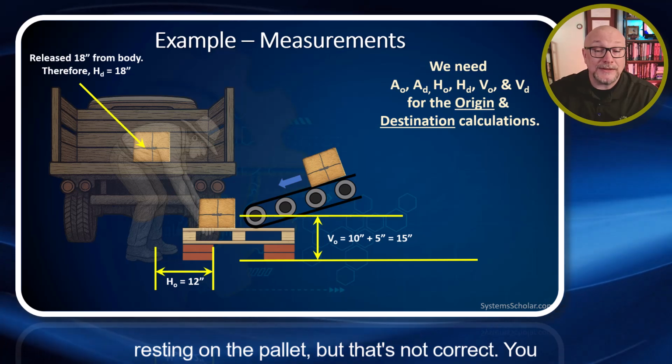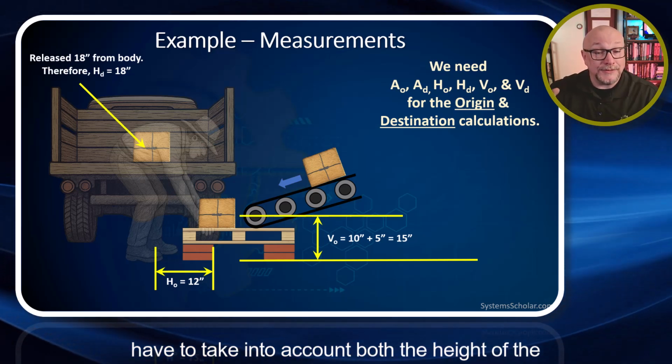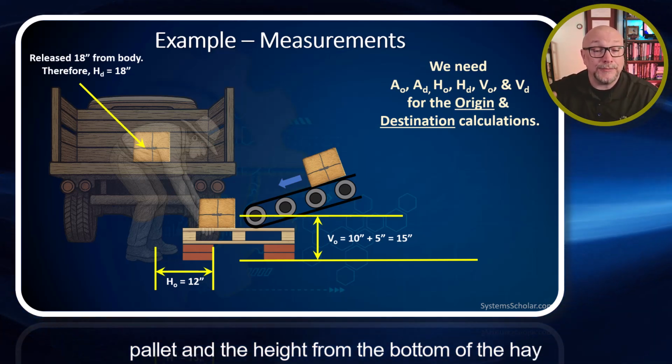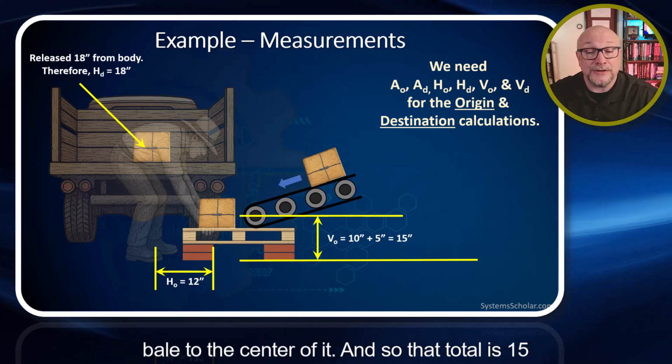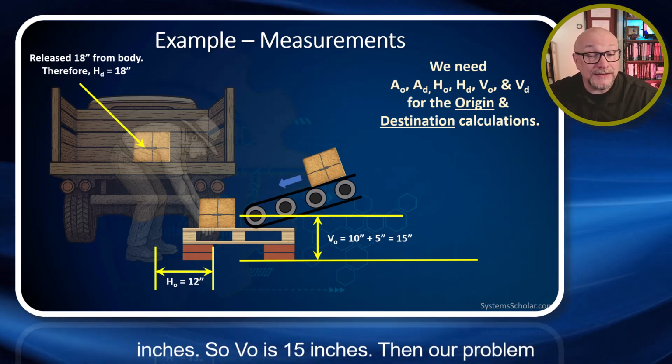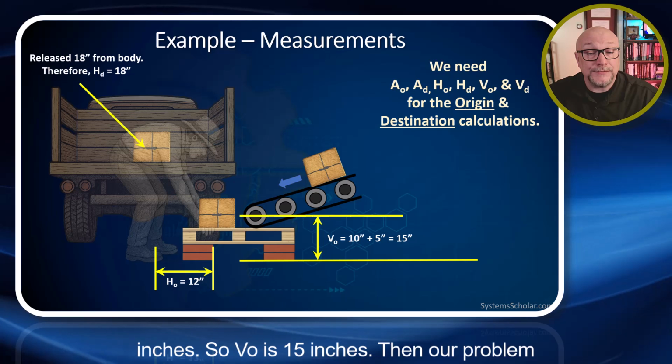You have to take into account both the height of the pallet and the height from the bottom of the hay bale to the center of it. And so that total is 15 inches. So V sub 0 is 15 inches.